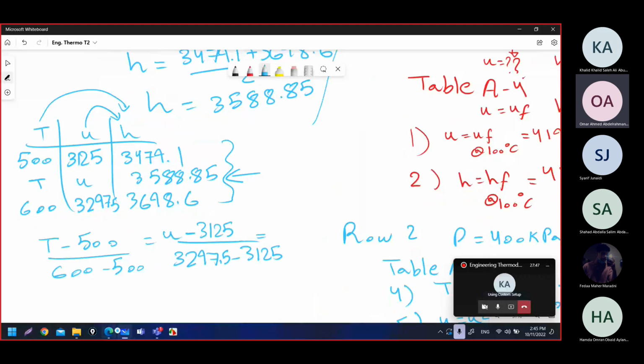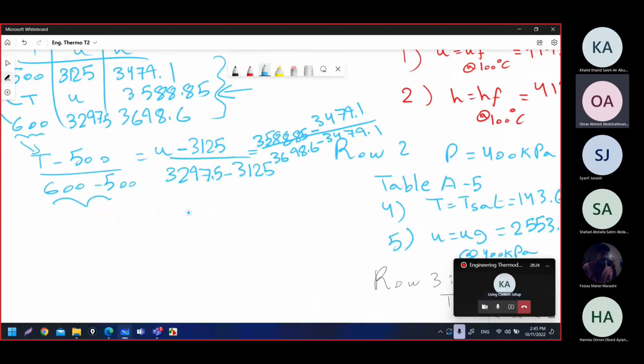Let's write also H. 3588.85 minus 3479.1 over 3698.6 minus 3479.1. We said in the previous lecture that we take the middle one minus the upper one and put it in the numerator. Then we take the one down, 600, minus the upper value, and put it in the denominator, and we do the same for the others.